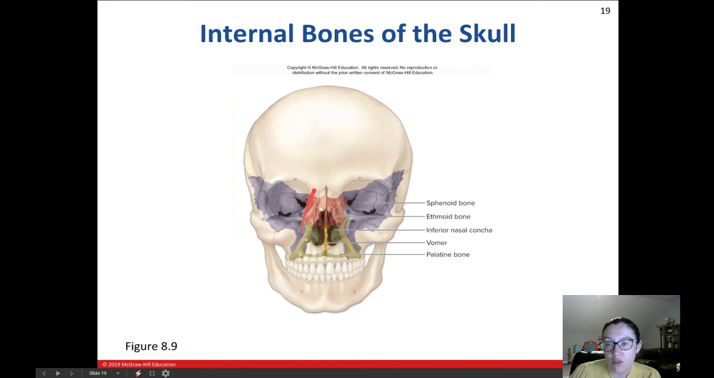So make sure you know those internal bones of the skull, the sphenoid bone, the ethmoid bone, the inferior nasal concha, the vomer, and the palatine bone. You cannot see them very well on the outsides of the models, but you can see them on the insides of the models. And that video that I linked that shows the exploded skull, it kind of explodes them out and shows you the internal bones too. So don't forget about those.